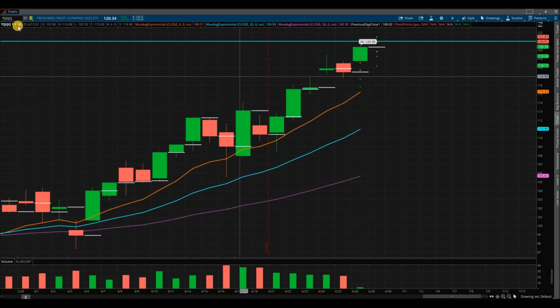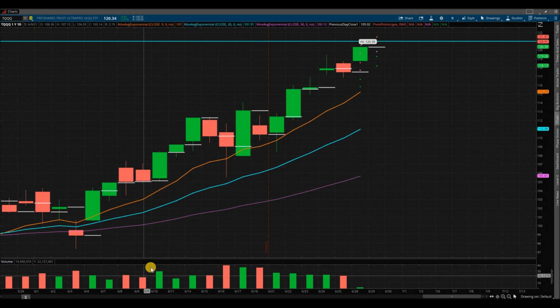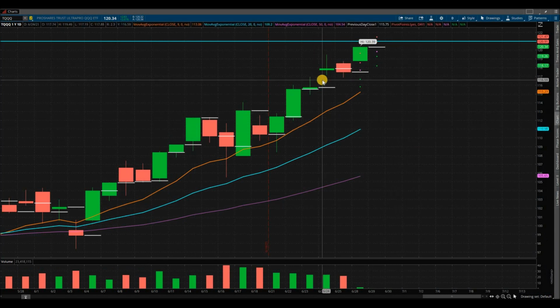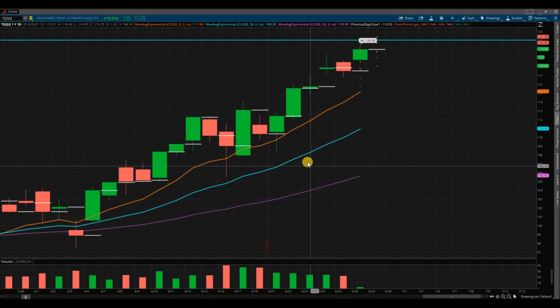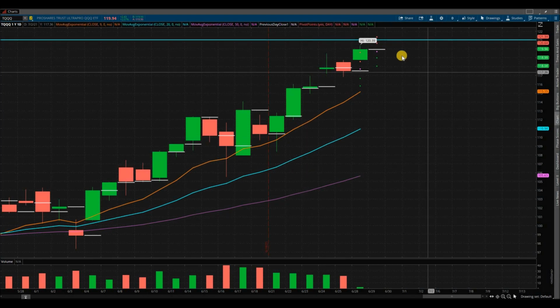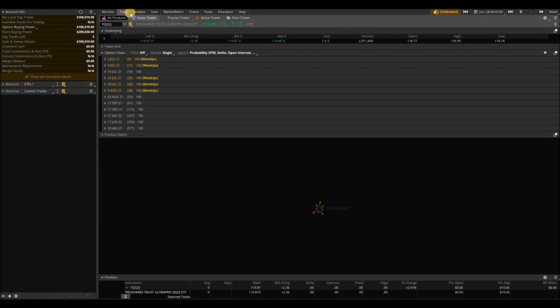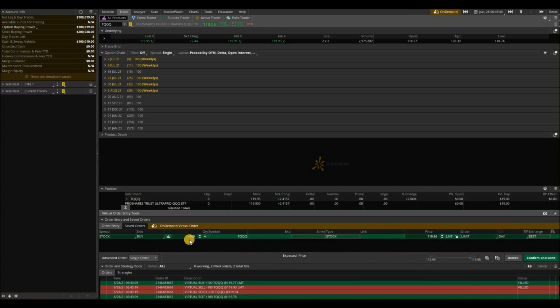The stock that we're looking at here is TQQQ, and keep in mind that I'm doing this on a simulated account so that I can show how I roll the position and how price changes. I'm going to start by buying 100 shares of TQQQ to set up my covered call. I'll go over here to the trade tab, click on ask, and as you can see I have 100 shares, and I'll send this order in at market price.